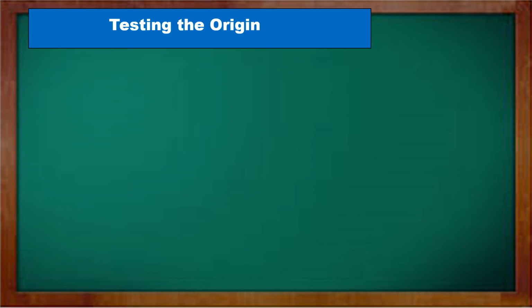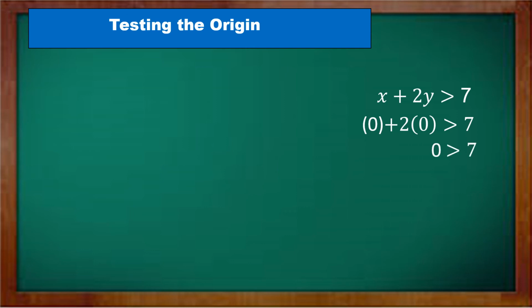Moving on to the next step, which is the testing of the origin. Same procedure as what we did in the first example. We will substitute the origin into the inequality, and it will become 0 is greater than 7, which means that the statement is, yes, false.